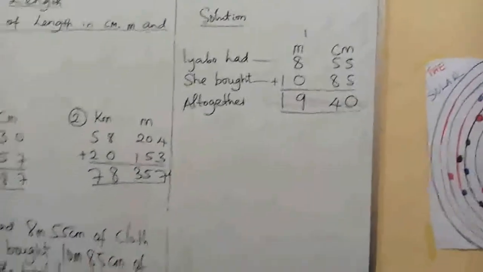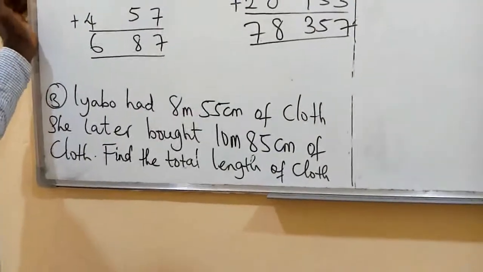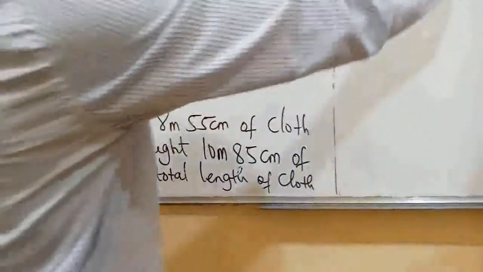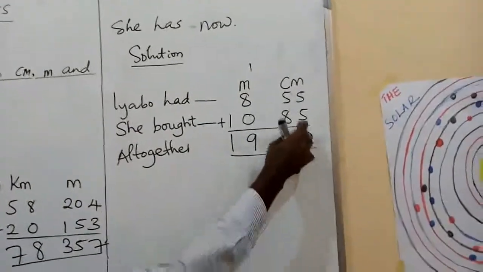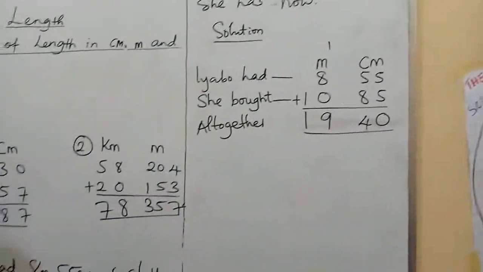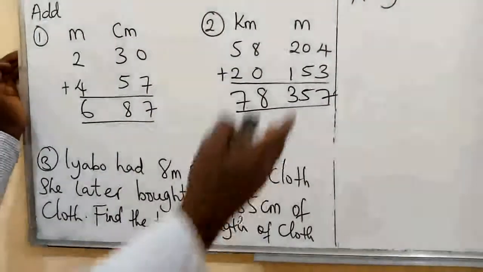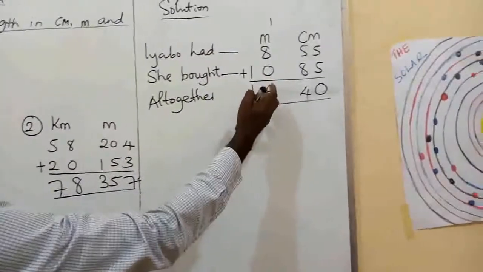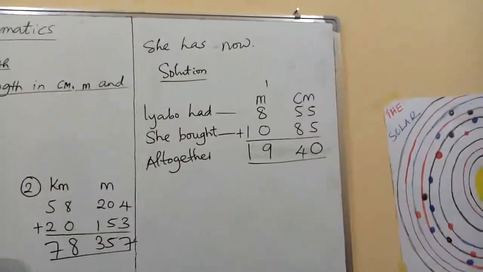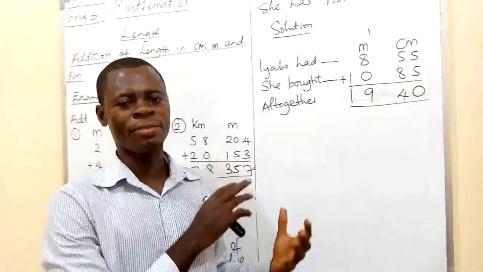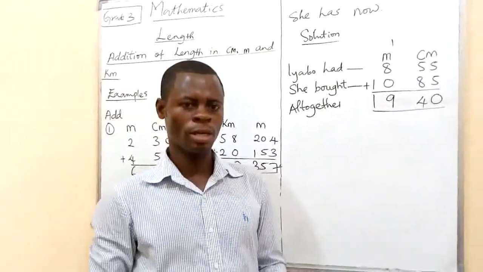Altogether, Iyabo had 19 meters, 40 centimeters of clothes from our answer. Altogether, she had 19 meters, 40 centimeters of clothes. Alright, children, we are going to end the addition here and proceed to the subtraction of length.